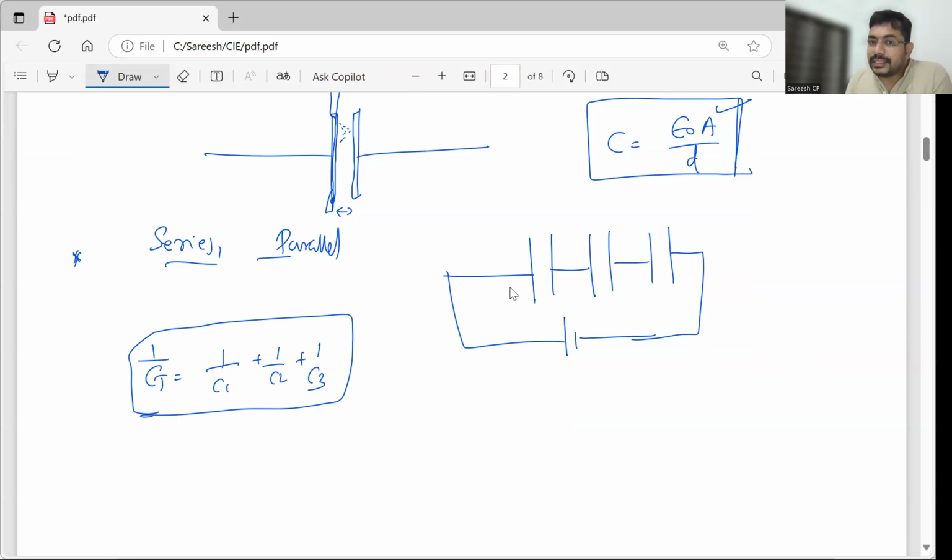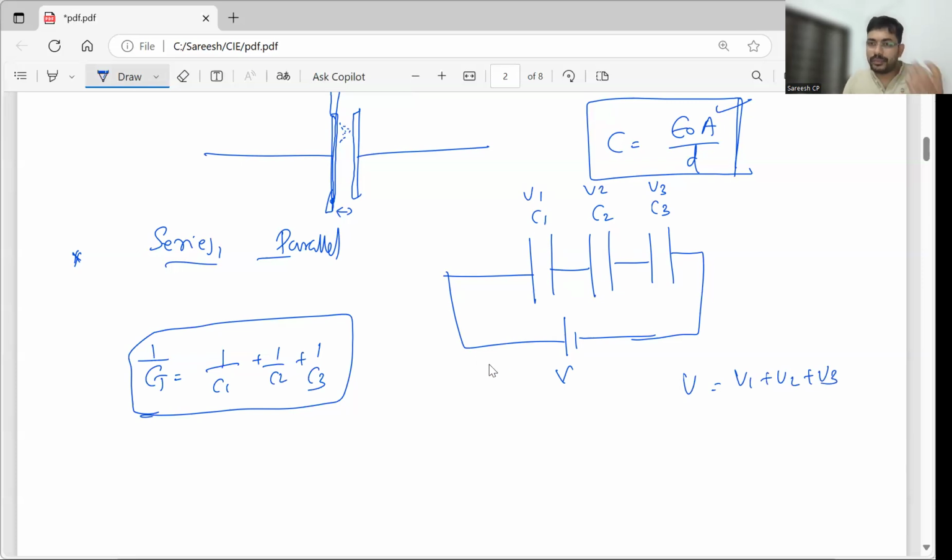When you connect capacitors in series, like resistors connected in series, the voltage across each capacitor is different. C1, C2, C3 are three different capacitors connected across a voltage source. So V1, V2 and V3 are going to be different. Now we can say that V is equal to V1 plus V2 plus V3.